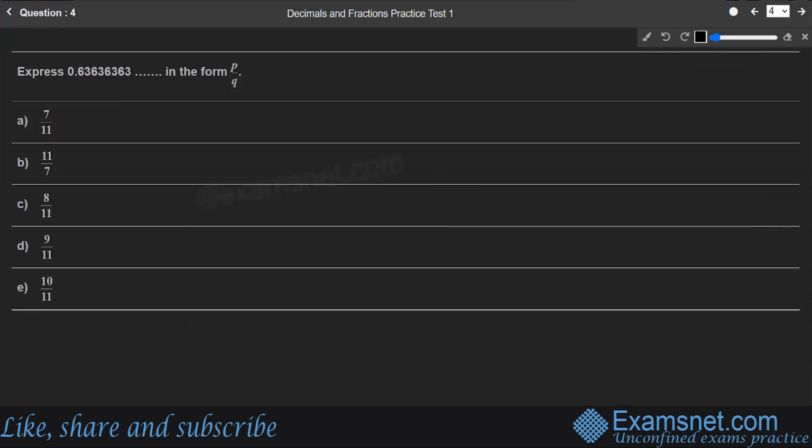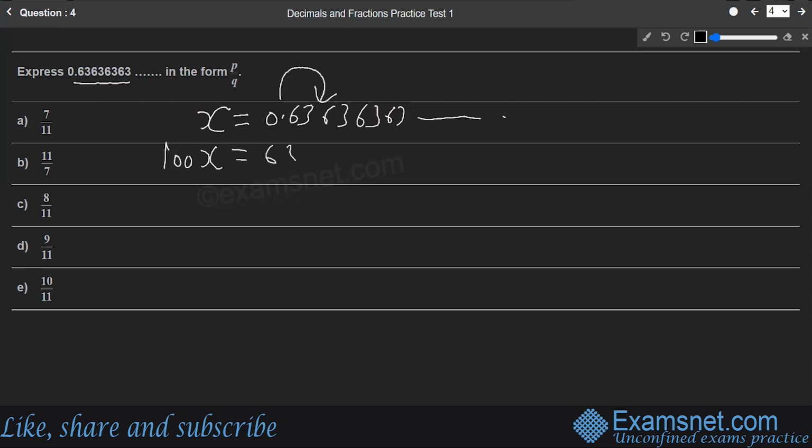Now, express 0.636363 till infinite in the form of p by q. In this type of question, we first of all assume x equal to 0.63636363 till infinite. Then we shift the decimal till the first digit gets completely repeated. For that, we shift two places, so we have to multiply the number by 100. Then only two decimal places will be shifted. So 100x is equal to 63.636363 and so on. This is equation number 2, and the original is equation number 1.